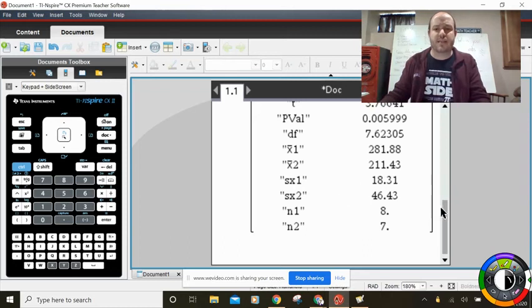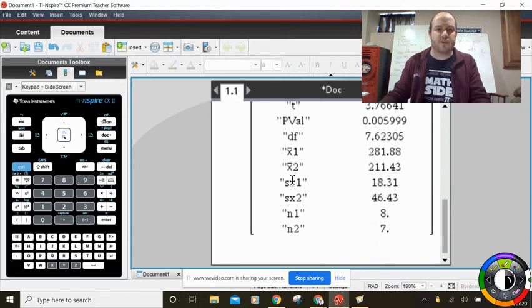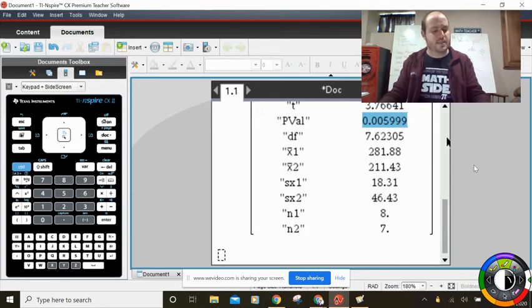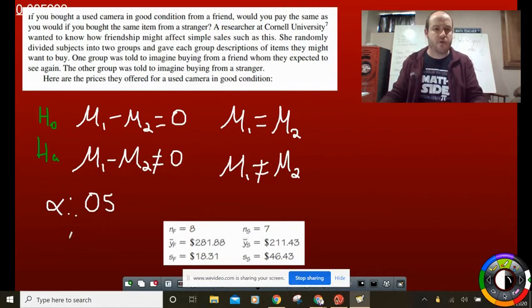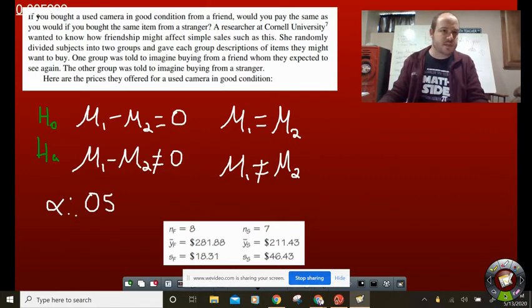So when we go ahead and hit that, we find out that we have all of our information here. Degrees of freedom in that crazy formula turned out being 7.62305. But here's what we really want, which is the p-value. So I'm going to go ahead and copy that and pull it over here. Let's see, pull that down. And this again was our p-val.